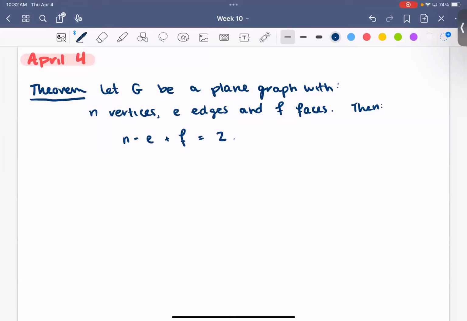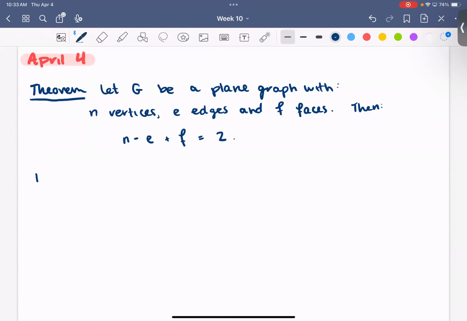Okay, so today we're going to use this formula to first prove some inequalities that clarify the intuitive idea that we could have too many edges for the graph to be planar. Because if it has tons of edges, then you're always going to have crossings no matter how you draw the graph. So let's make that precise.